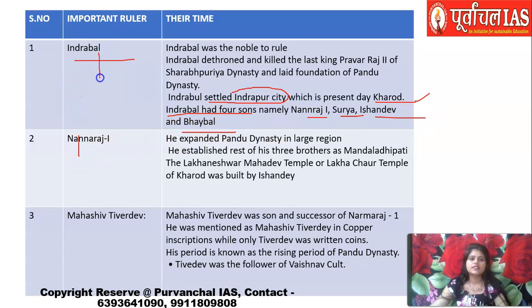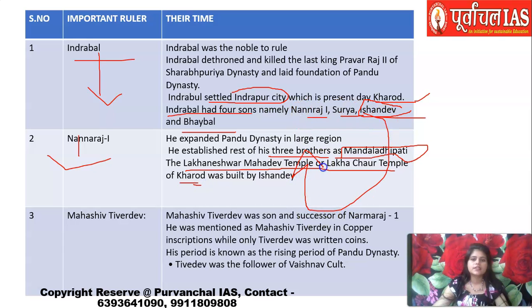And then after Indrabal, this Nanraj 1 took the throne and he became the ruler. And he basically made the rest of his 3 brothers Mandaladhipati. So you can remember the title of the rest of his 3 brothers, that is Surya, Ishandev and Bhaibal, was Mandaladhipati. And among these, Ishandev, one of the sons of Indrabal, built the Lankaneshwar Mahadev temple, also known as Lakhachor temple, in Kharod. So he constructed this temple.